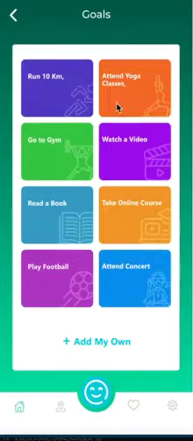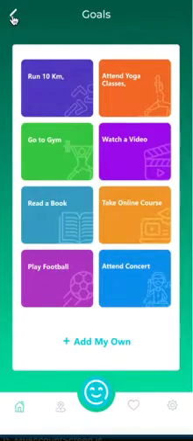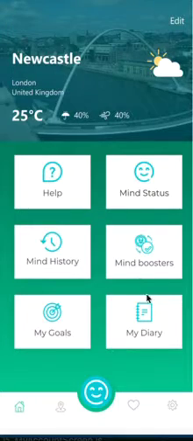Similarly, with yoga classes, he can set a goal that he needs to attend yoga classes two days a week, or he can set his own goals. So the goal is attached to a reminder, so that we will remind him of his goals and then he will achieve them. So the reminders will be in your calendar and in your phone.